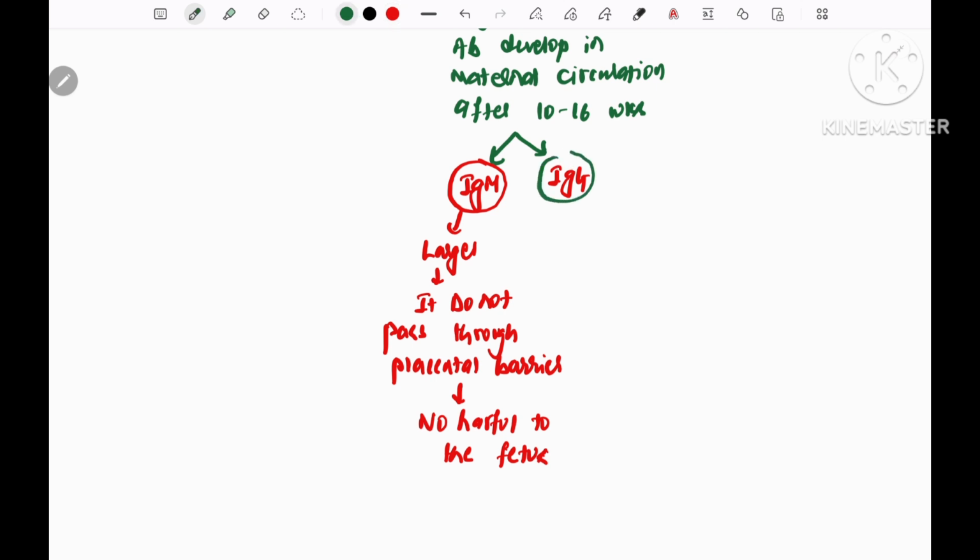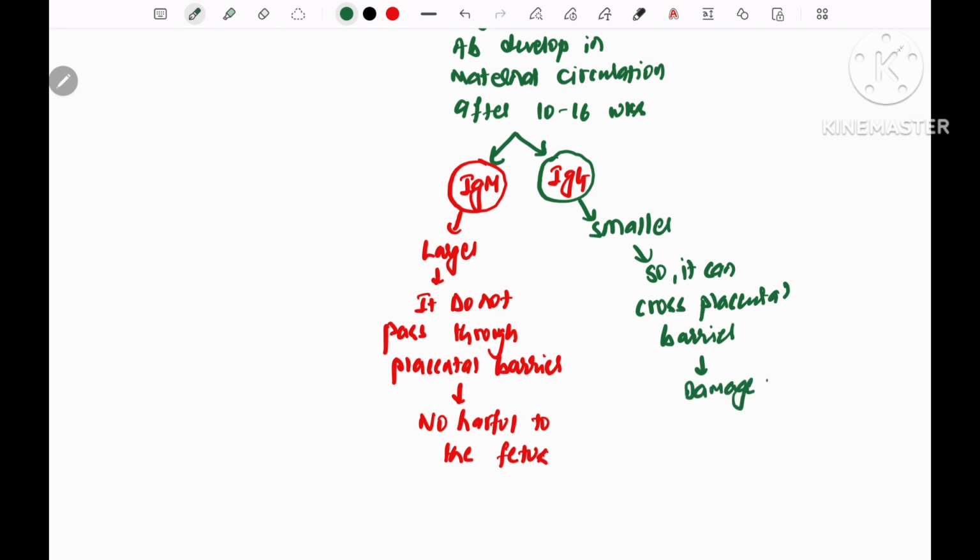But what about IgG? IgG is smaller, so it can pass. It can cross the placental barrier. If it crosses the placental barrier, what will it cause? It will damage the fetus. What type of damage will happen, we'll talk about later on.